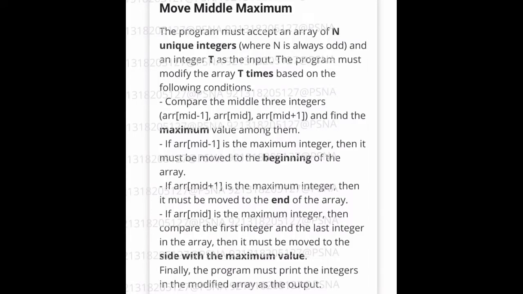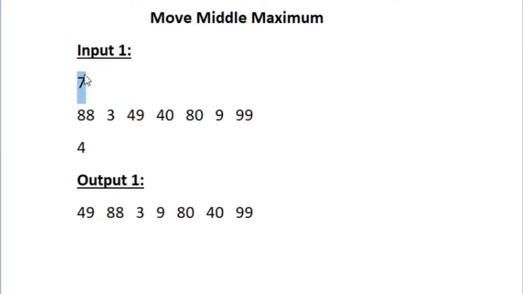This is the question asked in today's SkillTrack daily challenge. So in the first line of our input, we are given the value of integer n, and after that we are given n integers as input, and after n integers we are given the value of t.